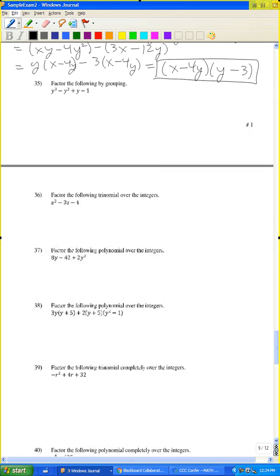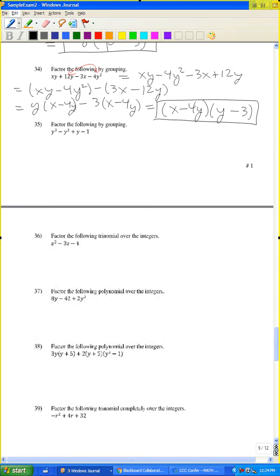Let me do problem number 35. So let's group the first two terms.